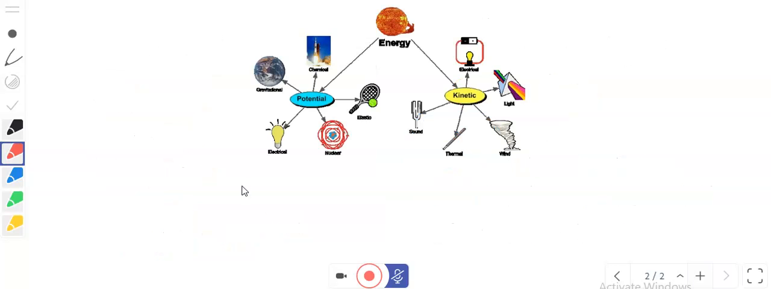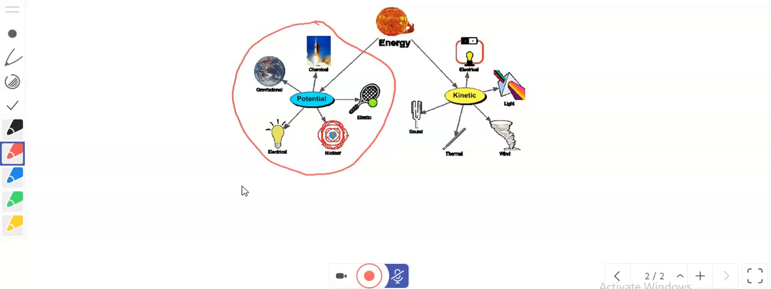So now we have several examples here of potential and kinetic energy as well. From potential energy, we have examples of gravitational, chemical, electrical, nuclear, and elastic energy. All these are examples of how potential energy is being stored. And we're going to get into more detail in later videos.